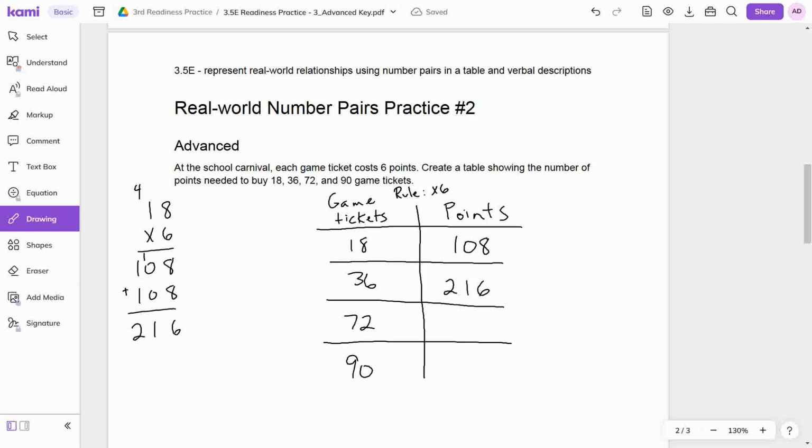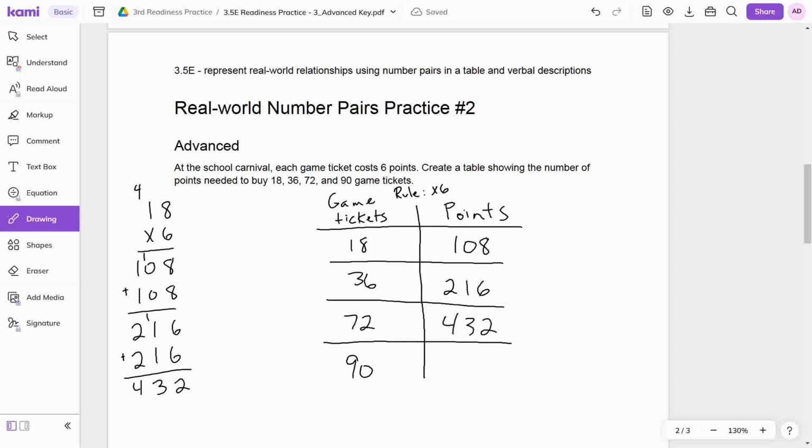Same thing happens with 36 and 72. If you double 36, you get 72. So let's just double that 216 again. You can multiply 72 times 6, but you can also use this. If we understand how numbers work, that's going to get you 432.